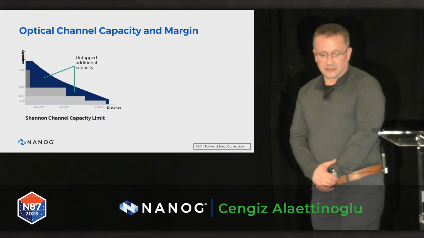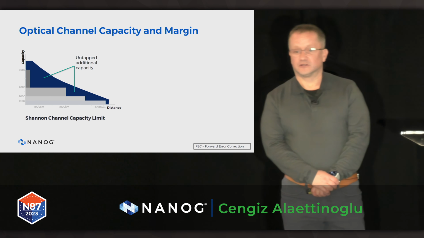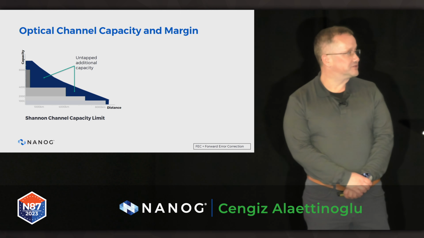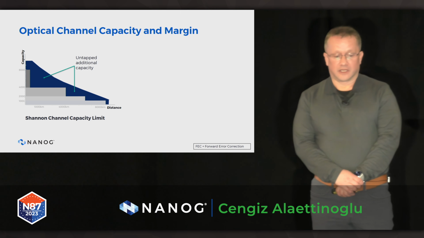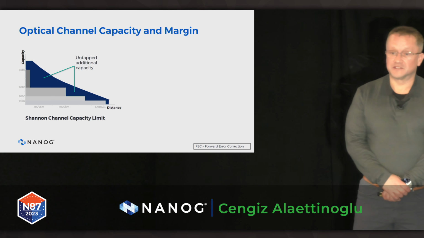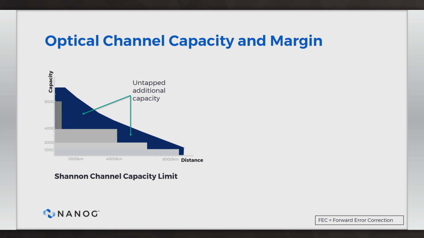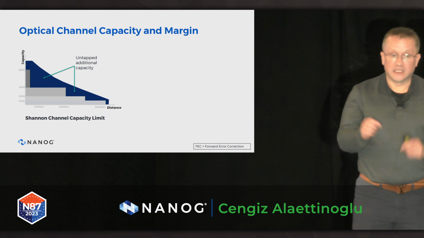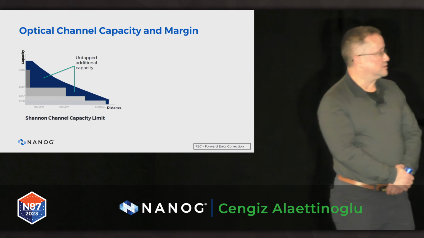So we all know that as the distance increases, optical capacity, the line rate, decreases. This is characterized by the Shannon channel capacity limit. The blue region in this graph shows all the pairs of viable distance and capacity combinations. There's a mathematical equation that describes this region, and that's by Shannon, called the Shannon channel capacity limit. So any point in this graph is viable.